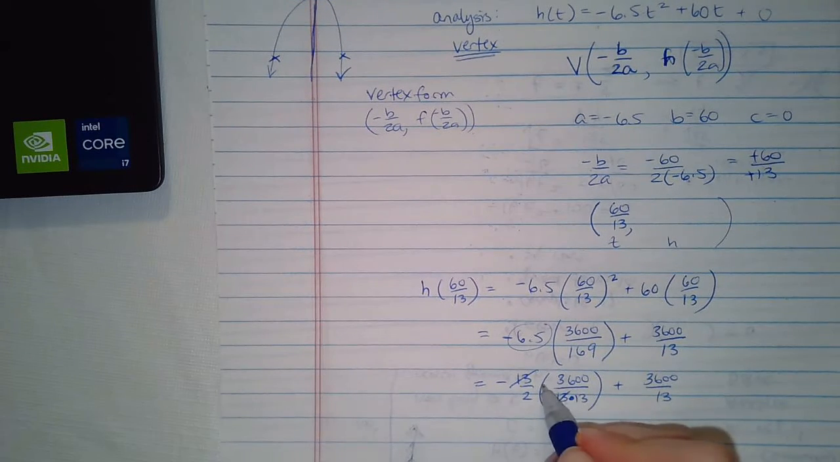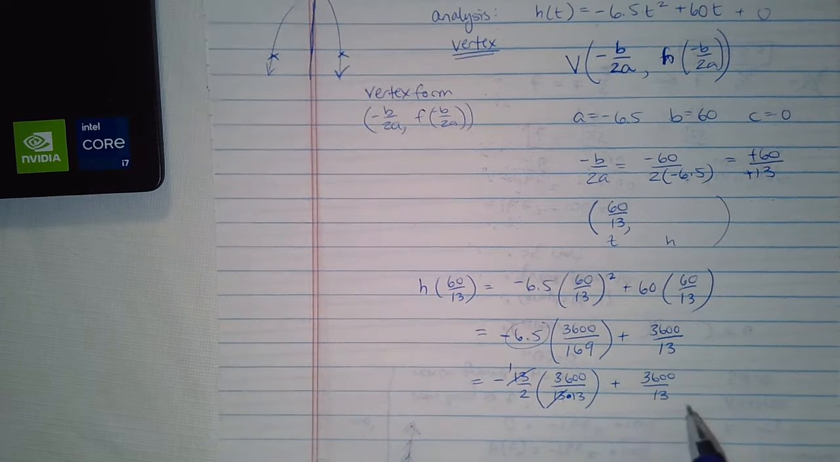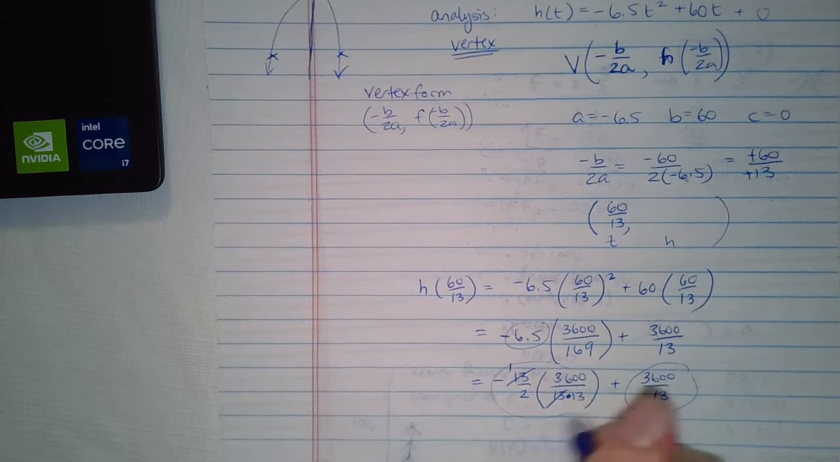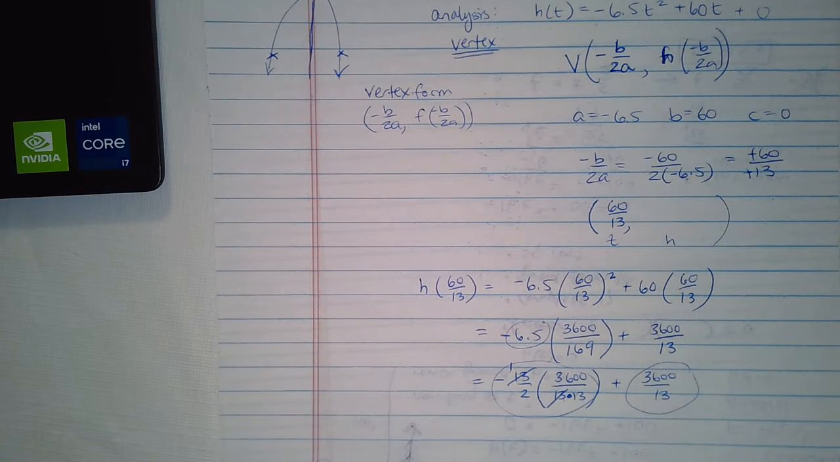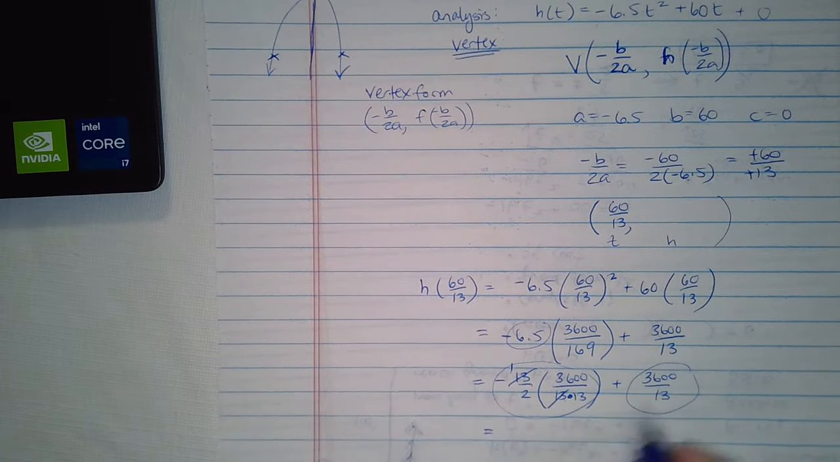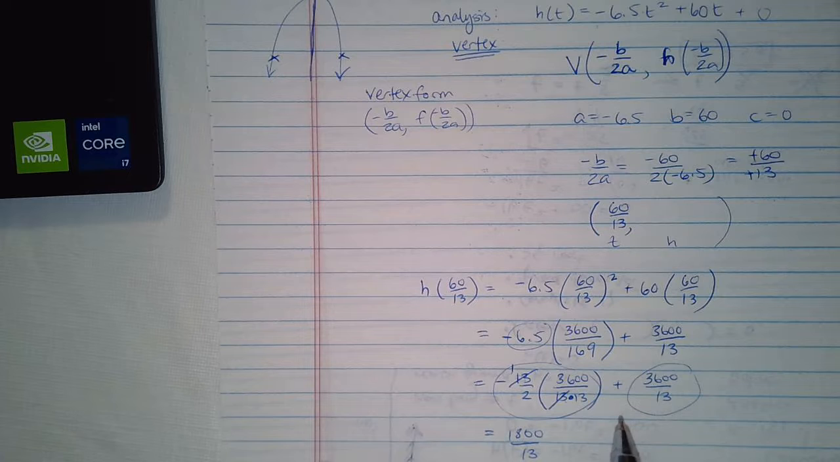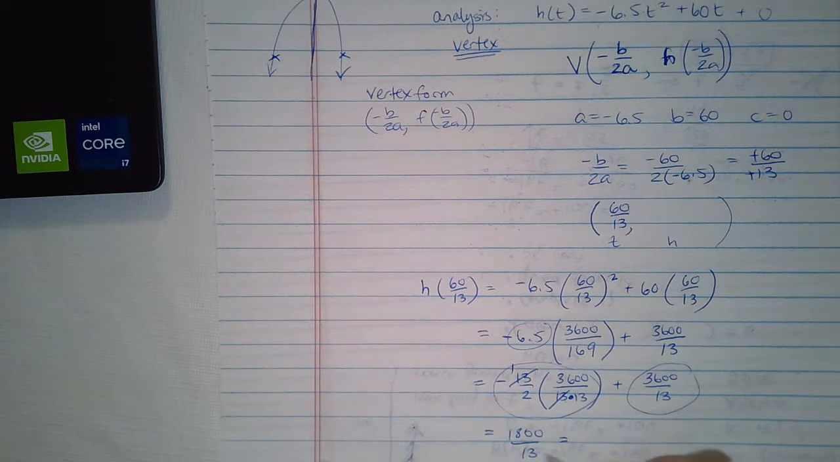So now I have half of 3600 over 13 plus 3600 over 13, right? So I have a whole, and I'm subtracting half of it. That's not so bad. So the answer is just going to be half of this, which is 1800 over 13. Let me just check my math. Looks good to me. Let's clean this up a little bit. 13 into 1800 doesn't go so easily. I'm going to use some decimals here. Let's see what I can do.